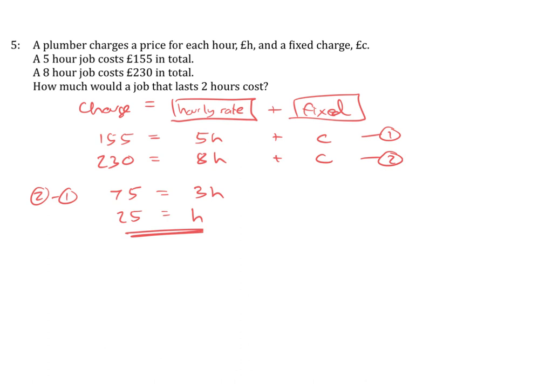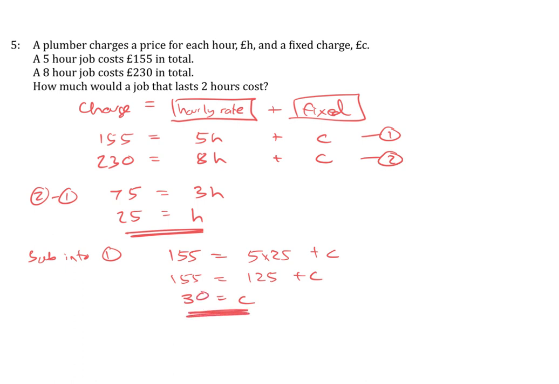Now we need to work out the fixed charge. So we can substitute that into any of our numbered equations. I'm going to substitute into equation number 1. So I get 155 equals 5 times 25 plus C. 5 times 25 is 125. So 125 plus C equals 155. So C clearly equals £30. So the fixed charge is that.